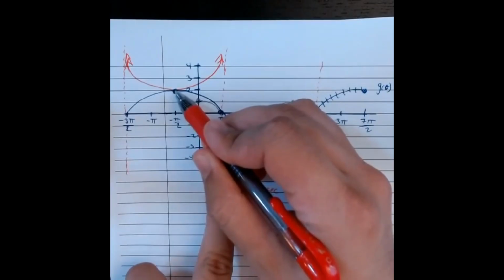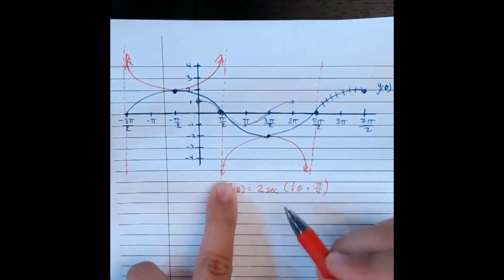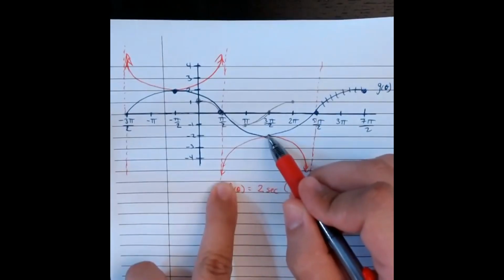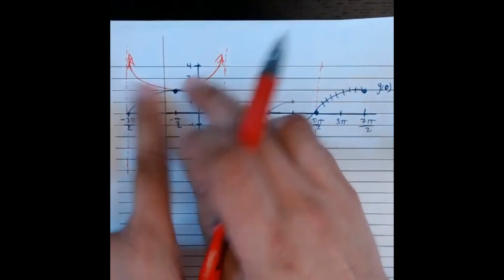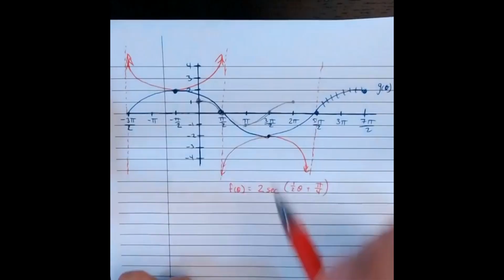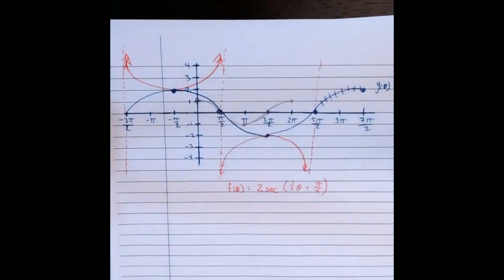The maximum of one part becomes the minimum of the reciprocal function. The minimum of this part becomes the maximum of the reciprocal function. You kind of flip it out the other way. And don't forget to follow your asymptotes. Your graph should never cross those. And that's it. So go ahead and give this a try.